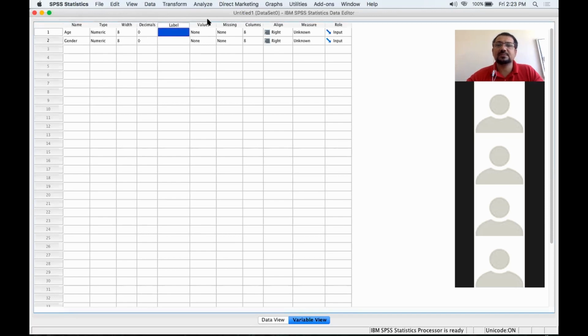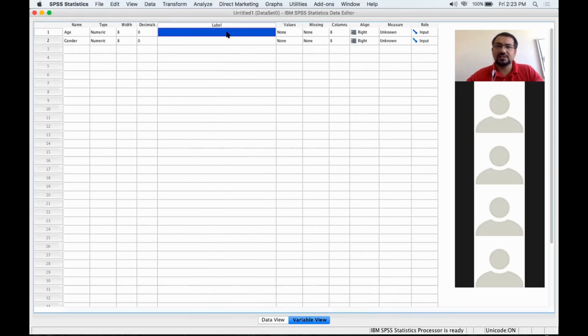Labeling is actually the explanation, okay, for example, age, so I can explain here. This is always going to help us, because when you have, let's say, 15, 20 or 25 variables, then this labeling is going to help us to understand, to recognize, to remember. For example, age of my students, this labeling, whatever you like, whichever language you like, you can actually explain.